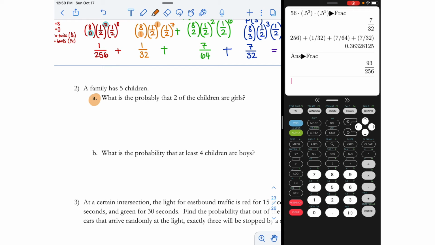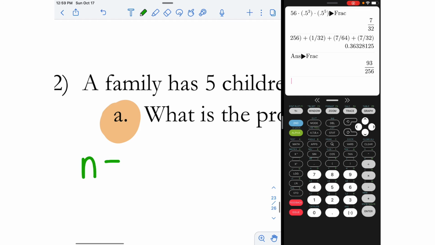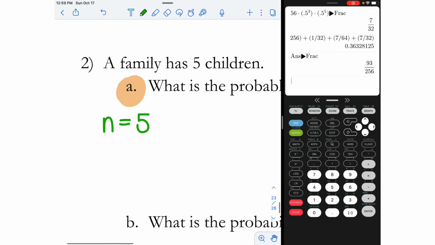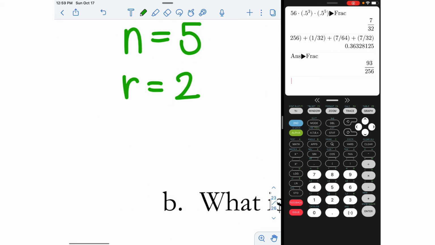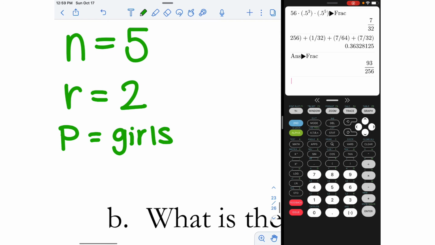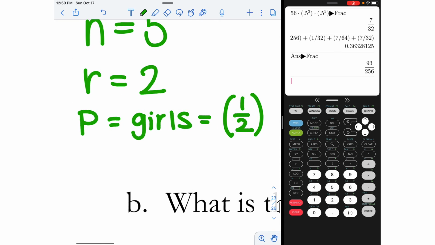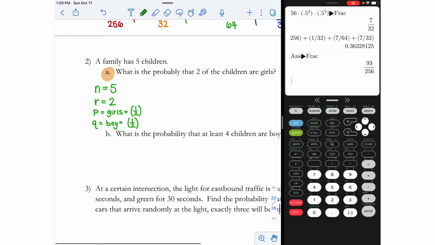What is the probability? A family has 5 children. What's the probability that 2 of the children are girls? Okay. Total amount of children, total amount of trials, is 5. We want 2 successes, and the successes are girls, and we're going to say that having a girl is 50-50. So the probability of having a girl is 1/2, and the probability of not having a girl, a boy, is also 1/2. So I have everything I need to do binomial theorem.